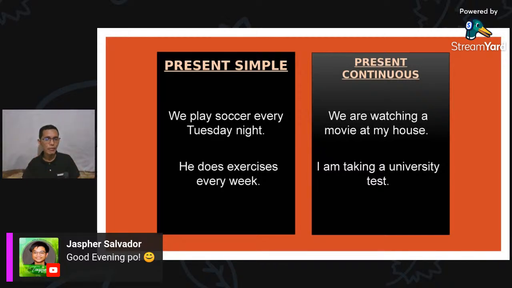Okay, so I hope you have the first idea. The first use of present simple is to talk about habitual actions, while the present continuous is something that we are doing right now.